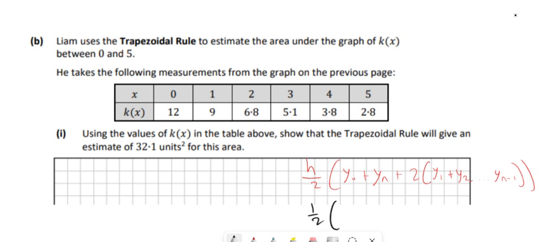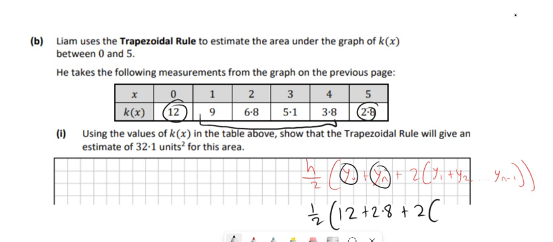Then y0, that's always going to be the first strip. The height of the first strip, it tells us in the table, is 12. And then yn is the last one. The last one is 2.8. Then we do plus 2, and then it's all of the ones in between. So it's going to be 9 plus 6.8 plus 5.1 plus 3.8.